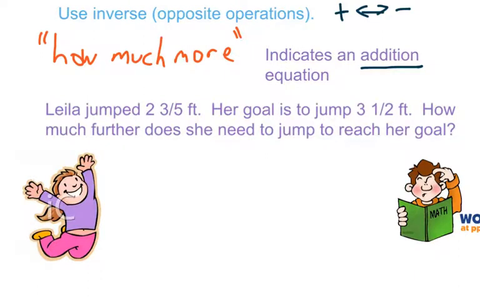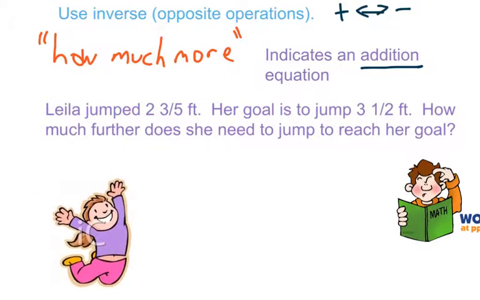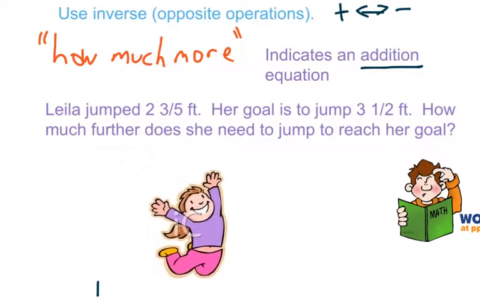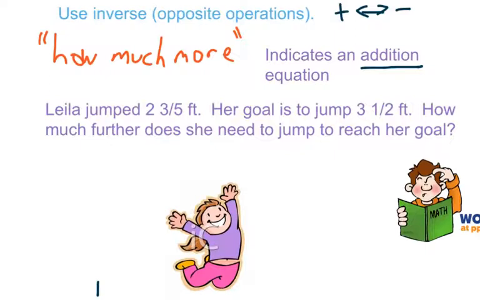Alright, for example, let's say Layla jumped 2 3/5 feet. And there she goes. Her goal is to jump 3 1/2 feet. So how much further does Layla need to jump to reach her goal? Well, how much further is the same thing as how much more. Here it's talking about distance.